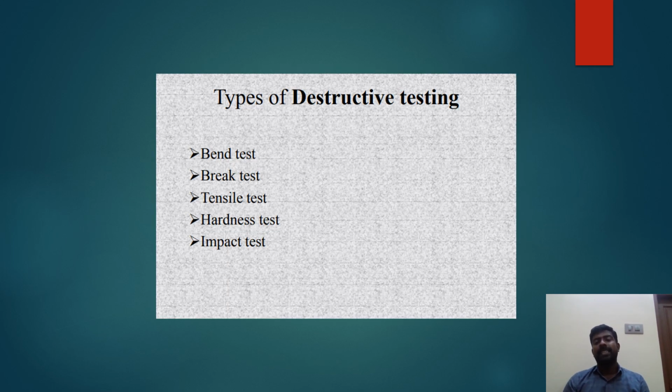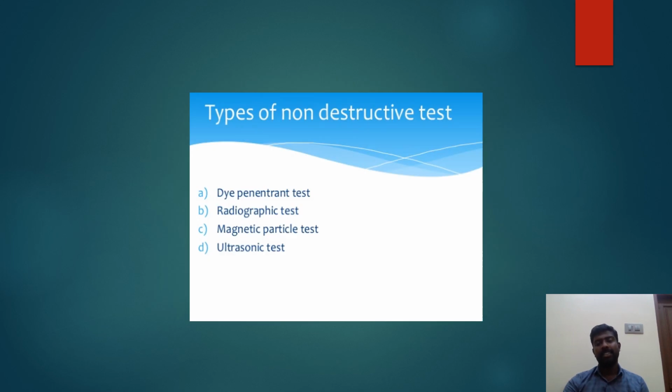Types of destructive testing. Here, destructive testing is broadly classified as bend test, break test, tensile test, hardness test, and impact test. Whereas non-destructive testing is classified as dye penetrant test, radiographic test, magnetic particle test, and ultrasonic test. All these things we will discuss in detail in the upcoming units.